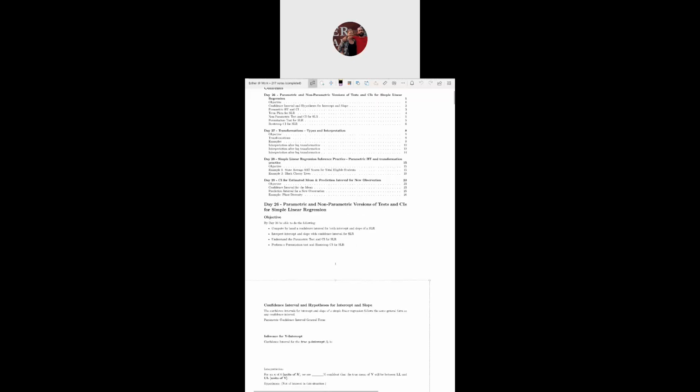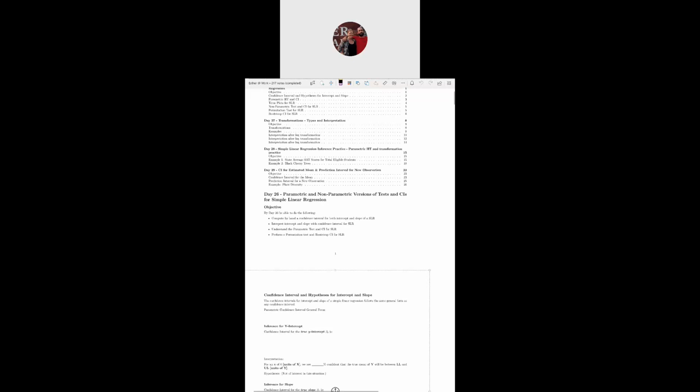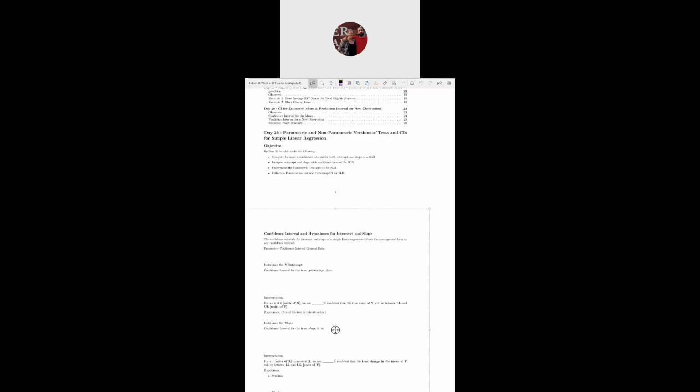All right, now, let's see, we're working on day 26. So we're going to be focusing on, like I said, inference dealing with slope and intercept. We're actually going to be looking specifically at hypothesis testing for slope and then confidence intervals for both slope and intercept. And we're going to start with the parametric approach.